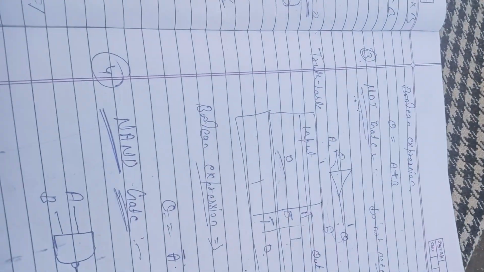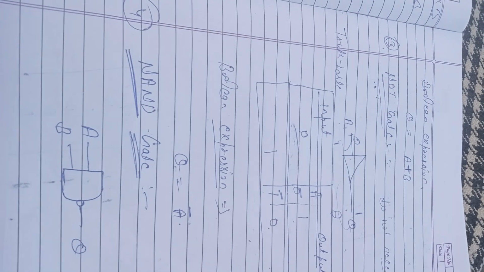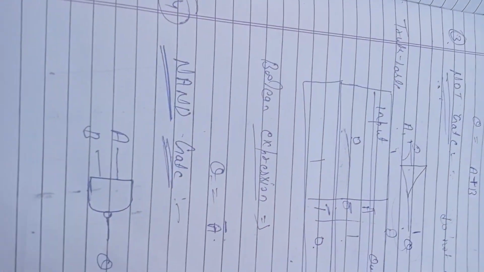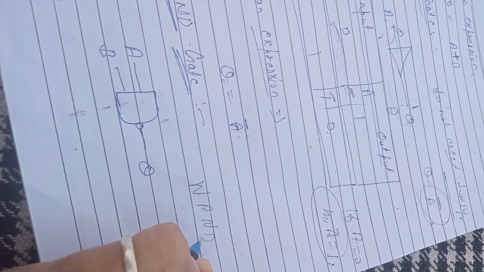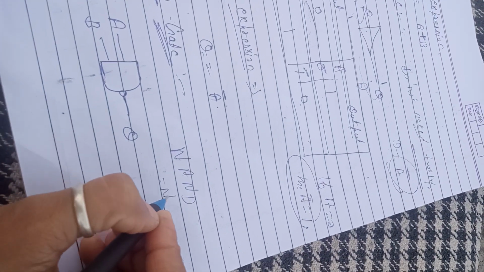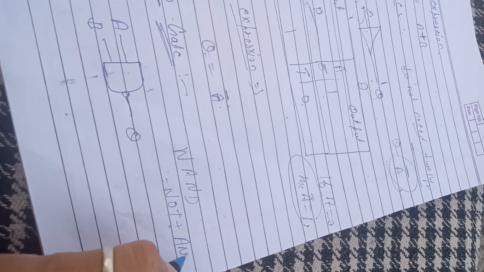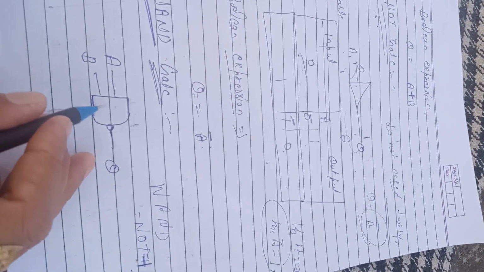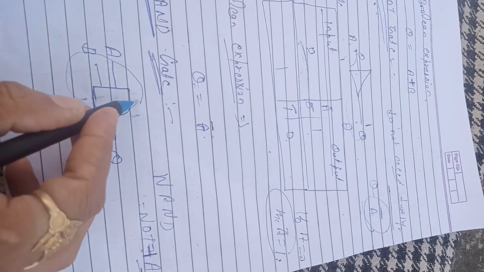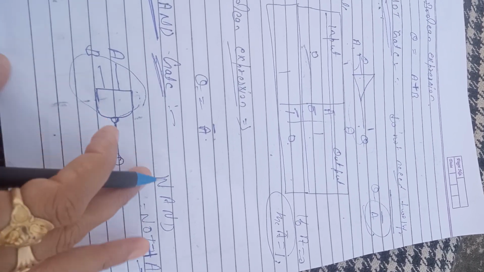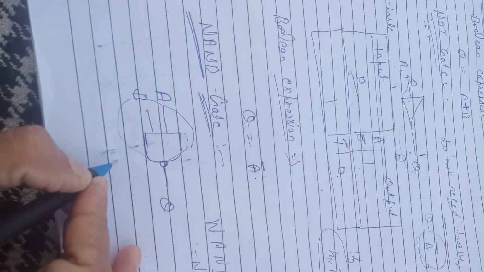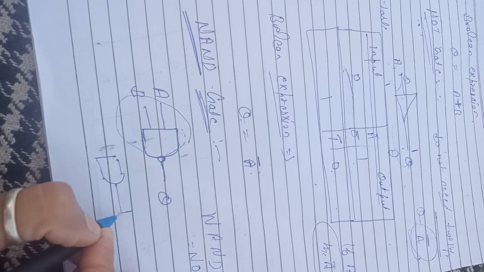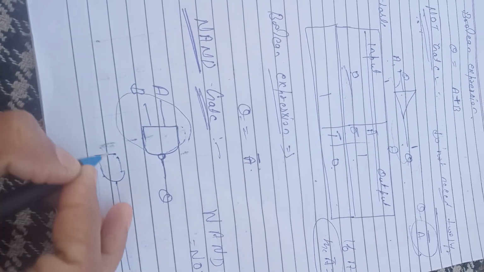Now we define the NAND gate. The NAND gate is the combination of the AND gate and the NOT gate. NAND means NOT plus AND, AND gate plus NOT gate. This is the AND gate and this symbol is the NOT gate. We can also write it this way.